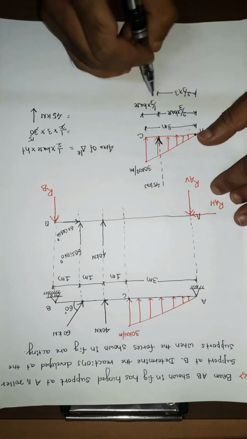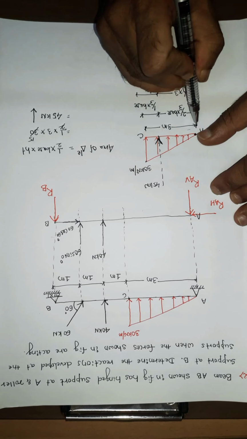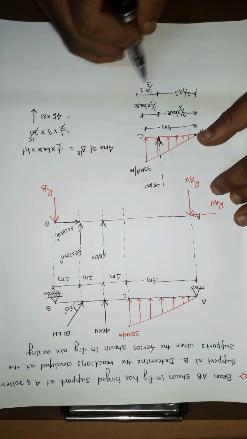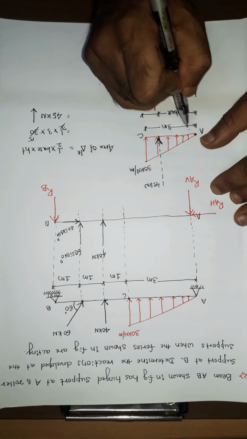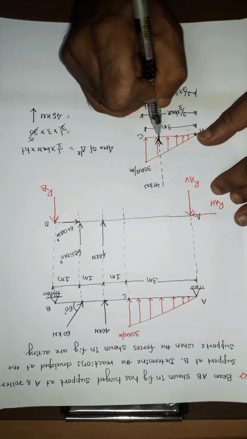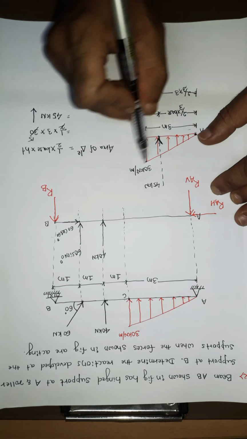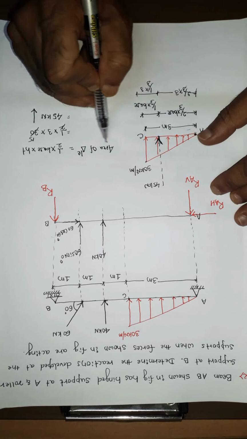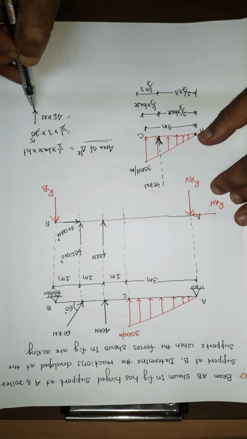2/3 of base 3, and from here it is 1/3 of base 3. So here it is 2 meter, here it is 1 meter. From this end it is 2 meter, and from the other end it is 1 meter. Remember, whenever you get a triangular load, first take the area of the triangle.